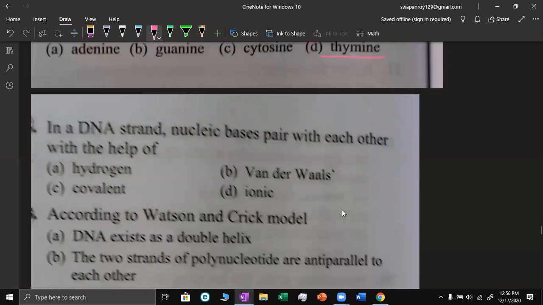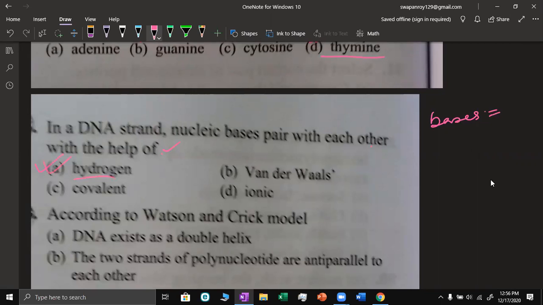This is another one, I think. In a DNA strand, nucleic acid bases pair with each other with the help of which bond? Base pairing, hydrogen bond.